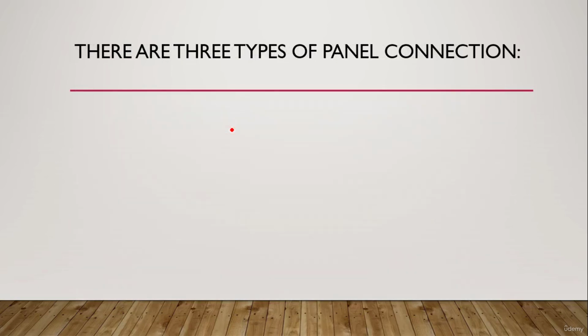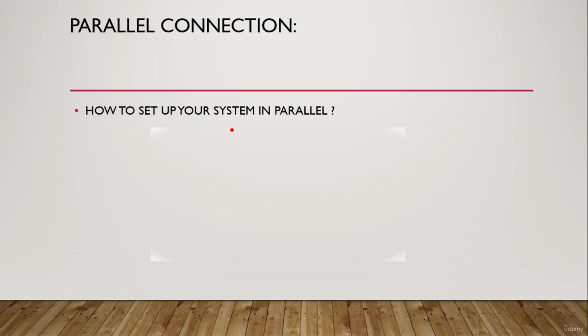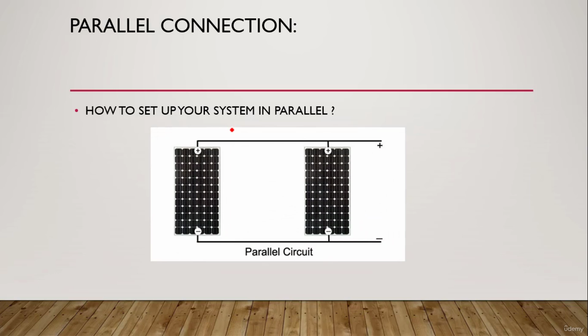Now we have understood there are two main types of connection. The first type is the parallel connection and the second type is series connection. Also, we can connect the PV modules together in series and parallel. Let's start with the first type, connecting two PV modules together in parallel. How are we gonna do this?